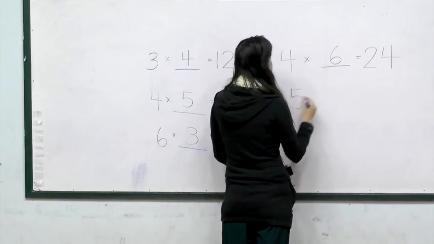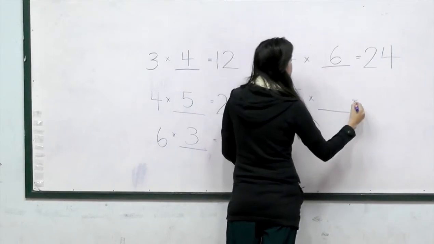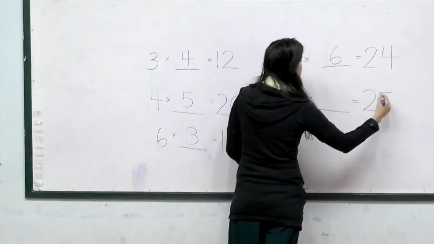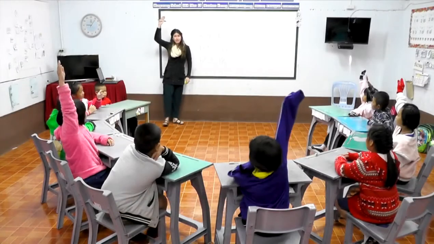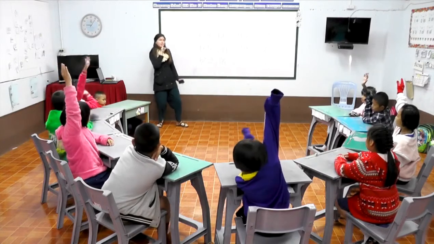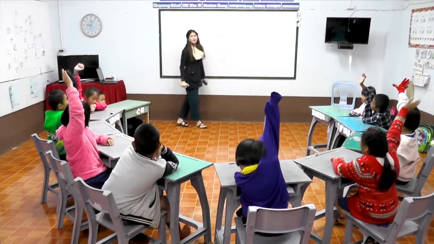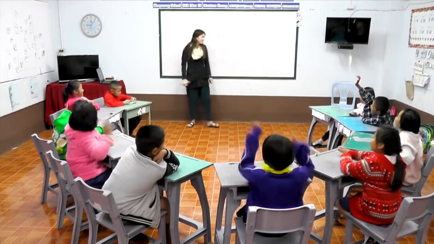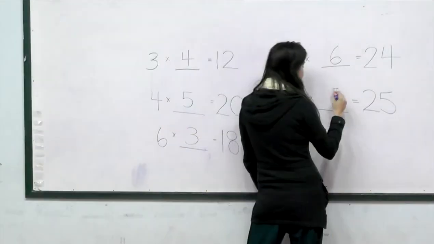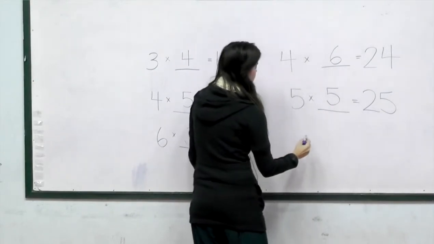Let's do 5 times what number is 25? Raise your hand when you have an answer. Keep it secret. Okay, 1, 2, 3. What do you think? Great job. It's 5. Woo-hoo.